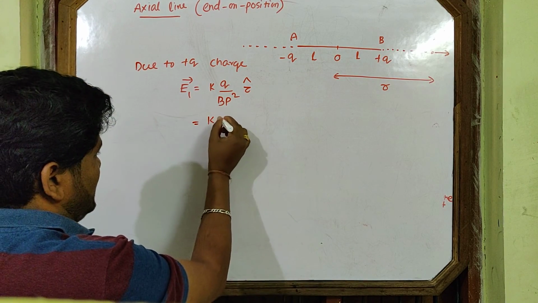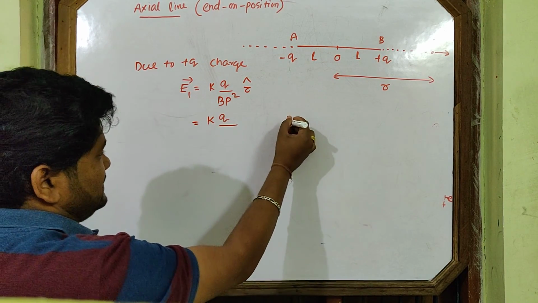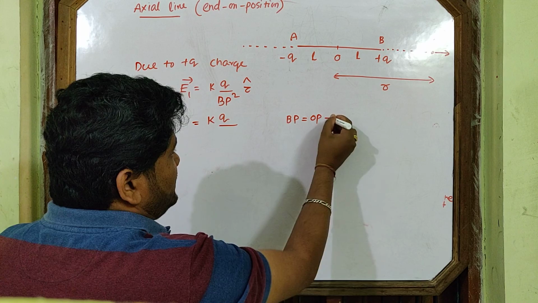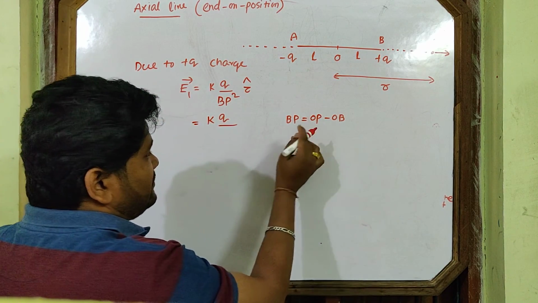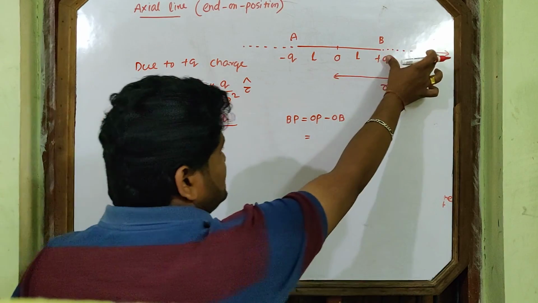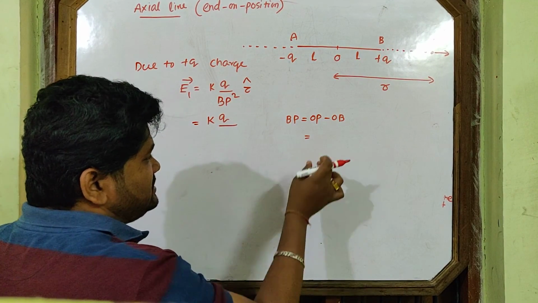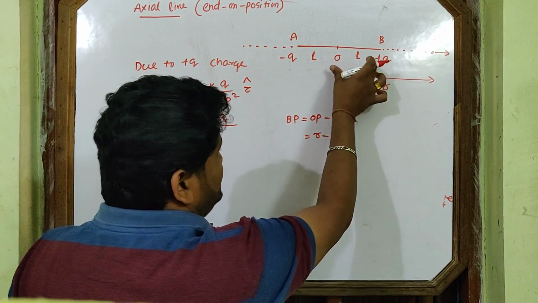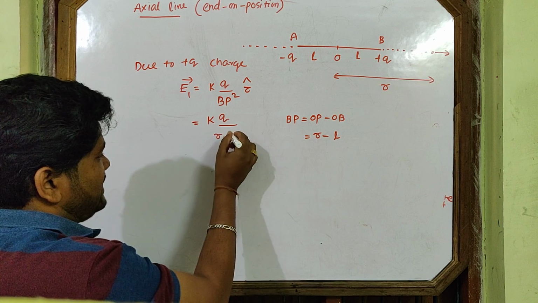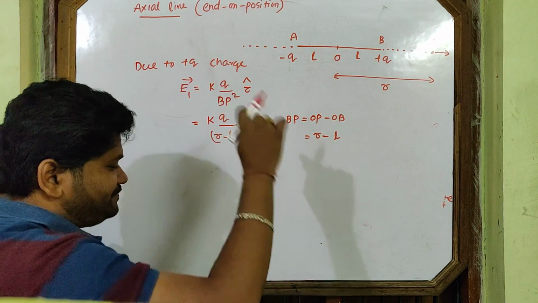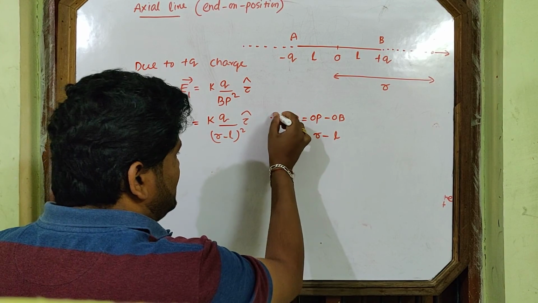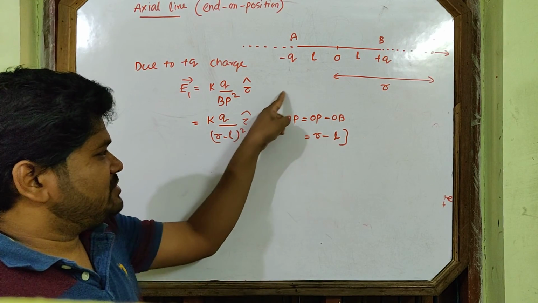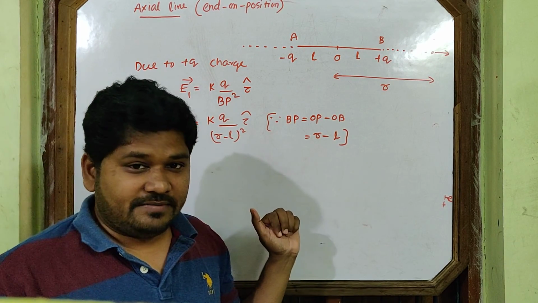Okay, so KQ, but what is this? This is equal to the B to P distance. You see, take it OP minus OB. This one has no symbol, so I split it like this, OP minus OB. What is OP? OP is R. What is OB? It is L. So I am writing R minus L whole square into I cap. You may not write this one in the exam copy. For your understanding I did.